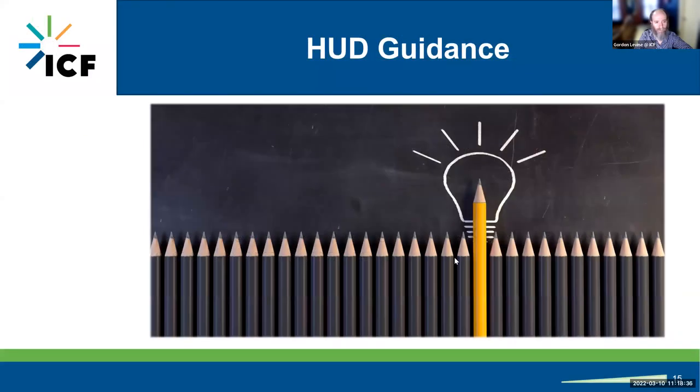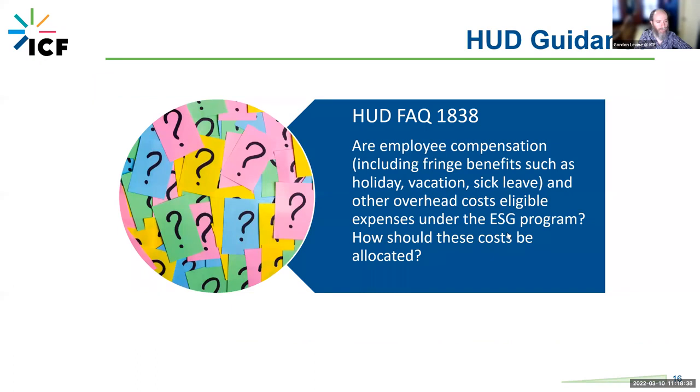So what does HUD have to say? Next slide. And I'm going to see in the chat box, or if somebody's brave enough to come off mute to answer this one. HUD FAQ 1838 asks, is employee compensation, including fringe benefits such as holidays, vacation, and sick leave, and other overhead costs, eligible expenses under the ESG program? And how should they be allocated?